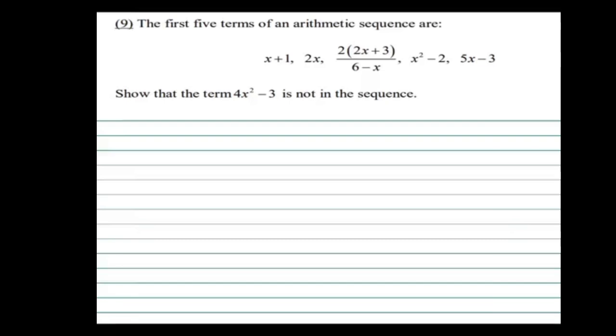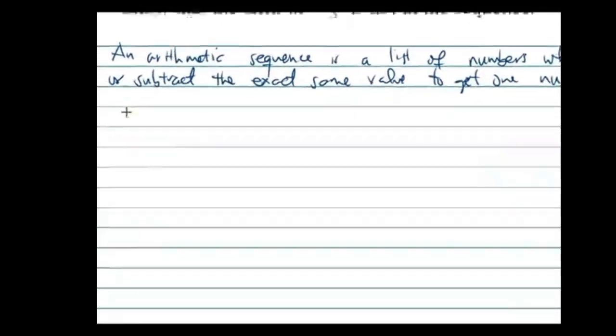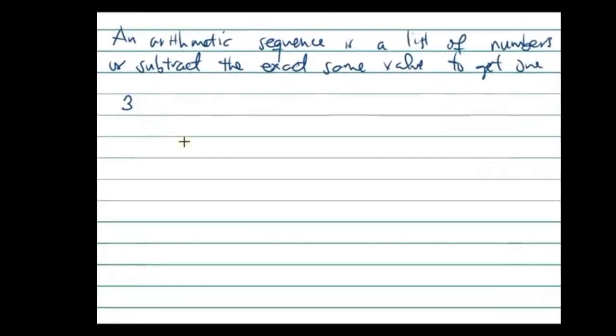Let's dive in. The first clue in this problem is we are told that we have the first 5 terms of an arithmetic sequence. But the question is, what is an arithmetic sequence? An arithmetic sequence is a list of numbers where you add or subtract the exact same value to get from one number to the next. So for example, if I begin with 3 and I want to add or subtract an exact same value to this number to get the next number.